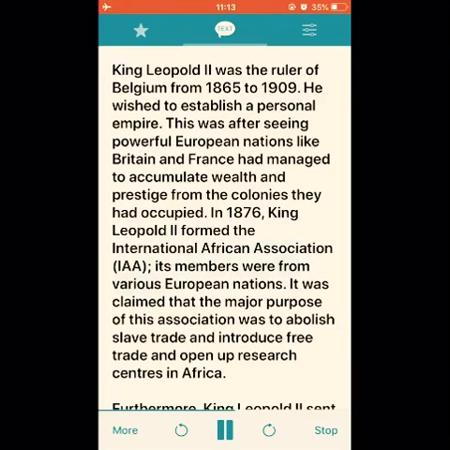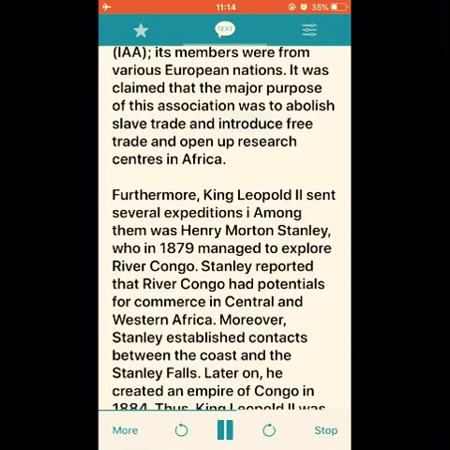Its members were from various European nations. It was claimed that the major purpose of this association was to abolish slave trade, introduce free trade and open up research centers in Africa. Furthermore, King Leopold II sent several expeditions. Among them was Henry Morton Stanley, who in 1879 managed to explore River Congo.